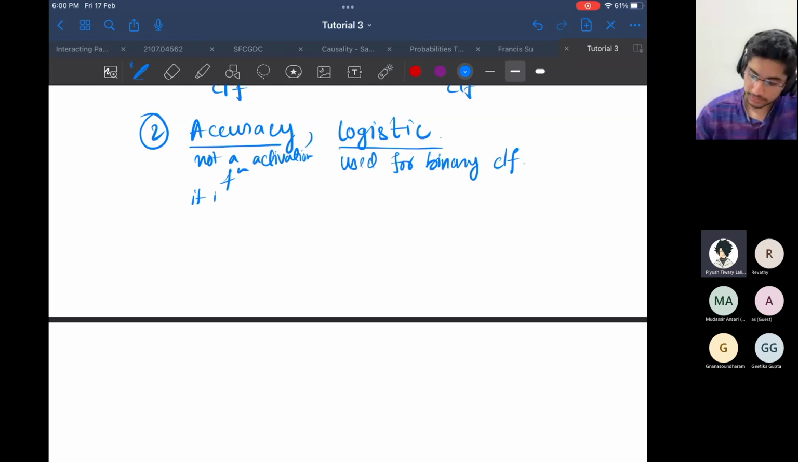It is a metric that we use to see if the classification was correct or not, but it is not an activation function as such. What is the third thing?